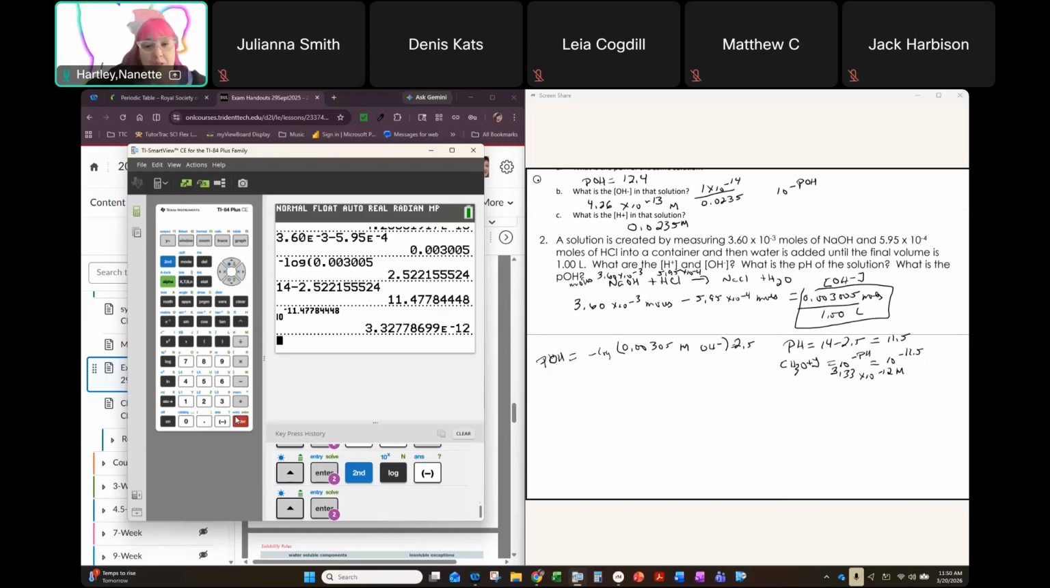So remember to think about what's in your beaker. Are you going to have any chemistry that goes on before you have to do these calculations? It's important that we take that into account when we're looking at these things. Does that make sense?